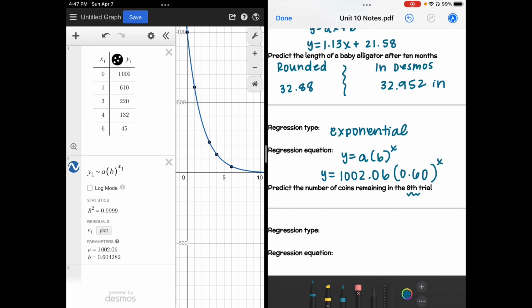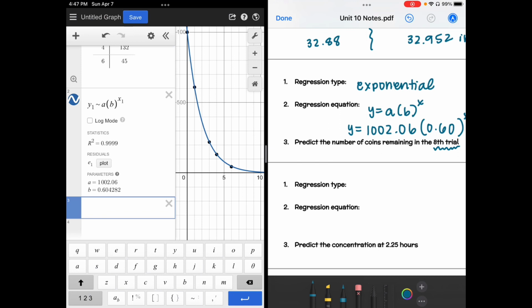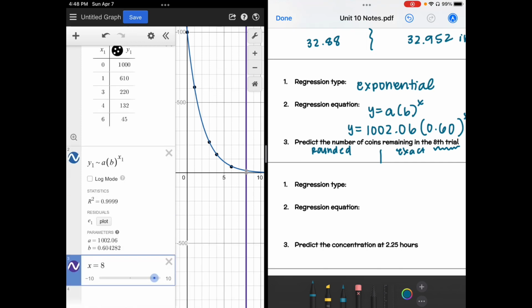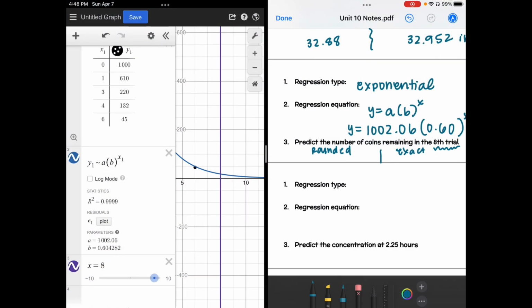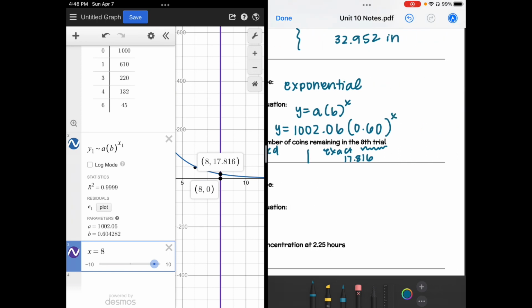All right, so it's asking us now for the 8th trial. So we want to figure out how many coins remain in the 8th trial. So again, we can kind of compare our rounded versus exact equation. So for this one, x equals 8 is what we're going to type in. And zoom in and see where the blue and the purple intersect. So that would be at 17.816, and that would be coins.